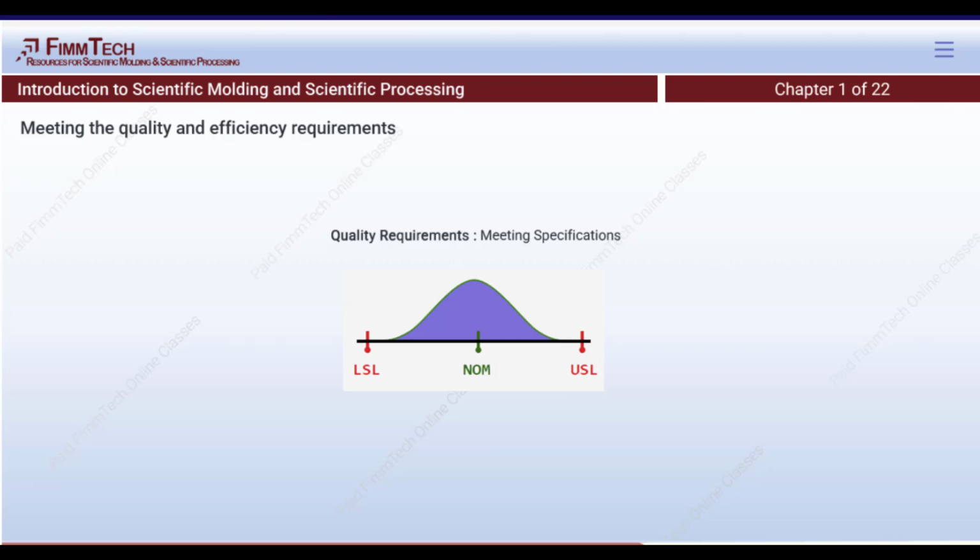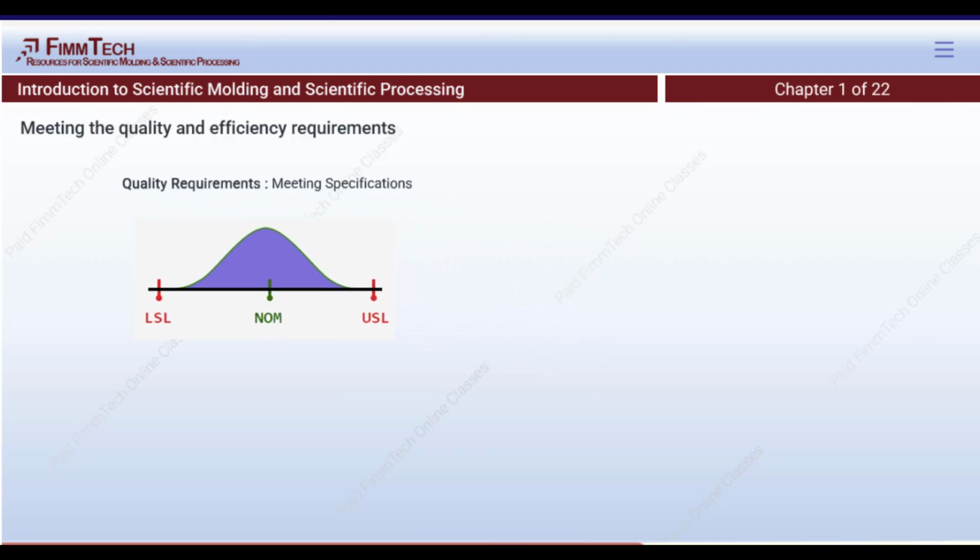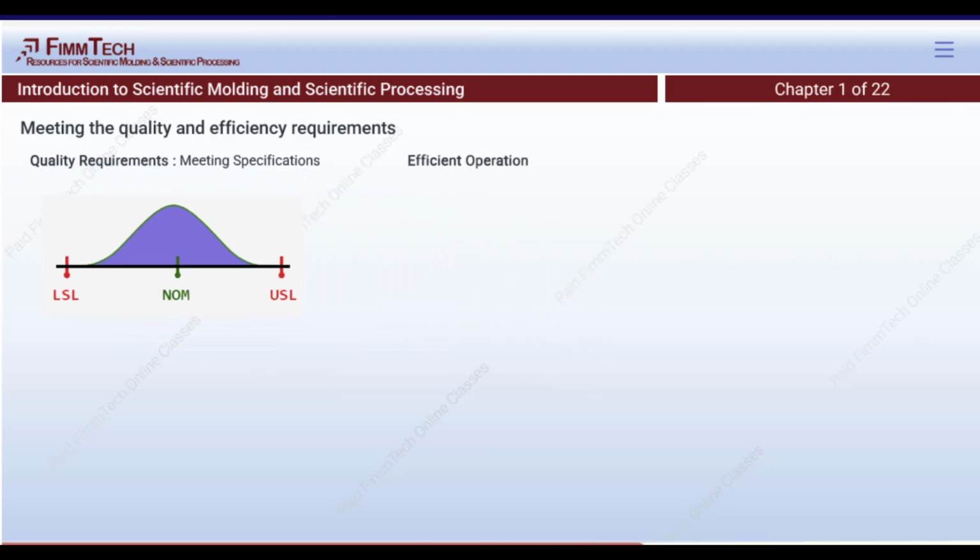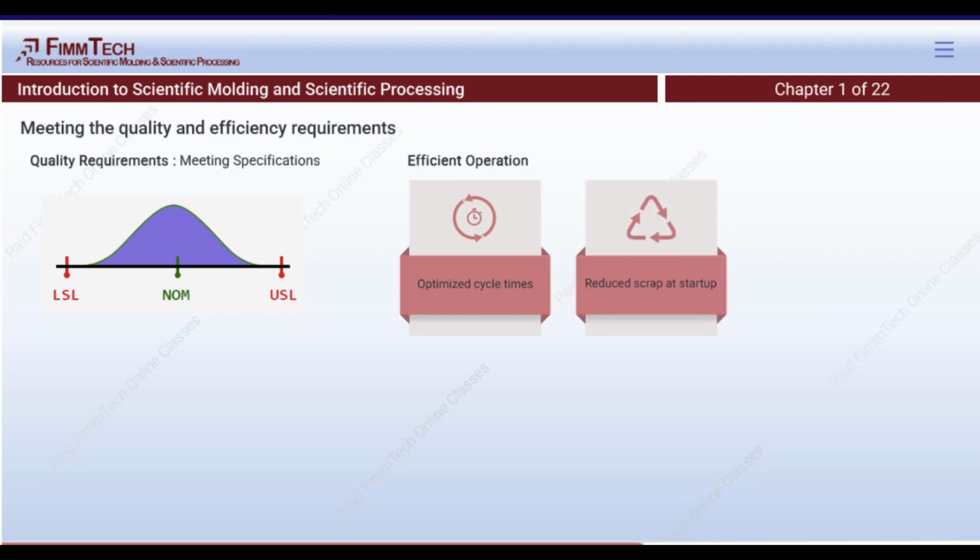Meeting quality requirements, of course, means that you must always be within spec. Running an efficient operation means optimize cycle times, reduce scrap at startup, 0 scrap during production. There'll always be some rejects at the startup depending upon your part quality requirements, depending on the material molding and several other factors. But during production, you should always have 0 scrap, and that's 100% possible.